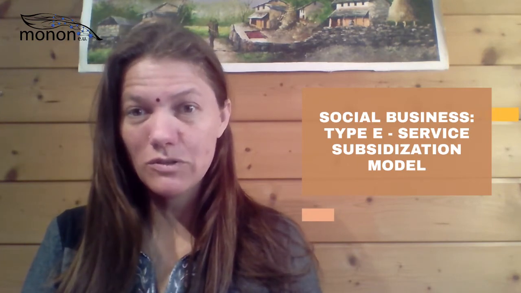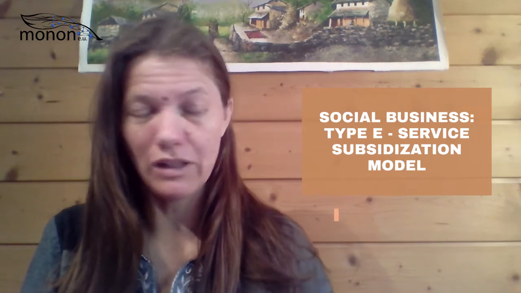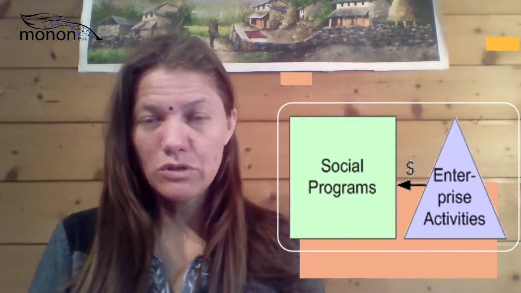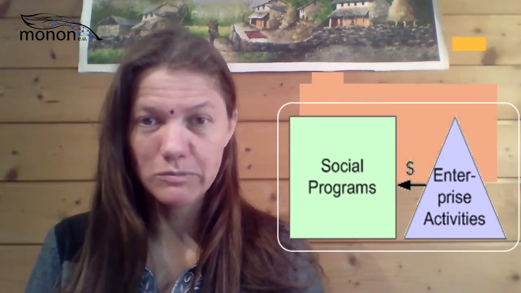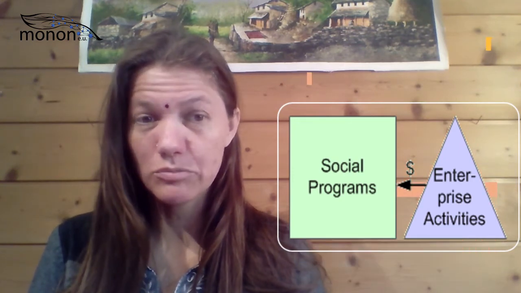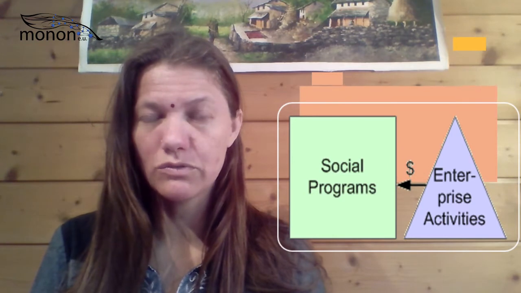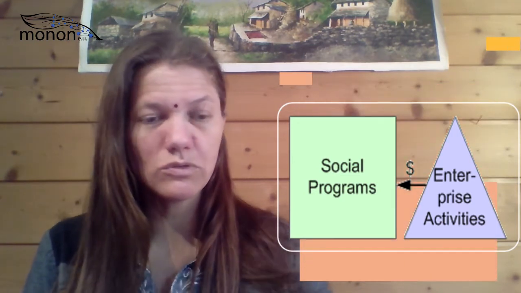Today, Type E social business, society-oriented or service subsidization model. This type of social business is a bit different than Type A to Type D, about whom I have explained in the other video, because the social program and the enterprise activity are actually separated. So from the enterprise activity, the surplus profit is taken and is put into social program.